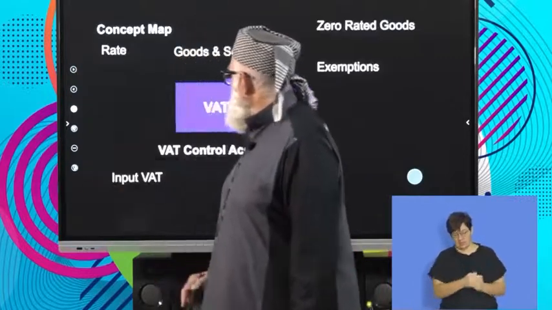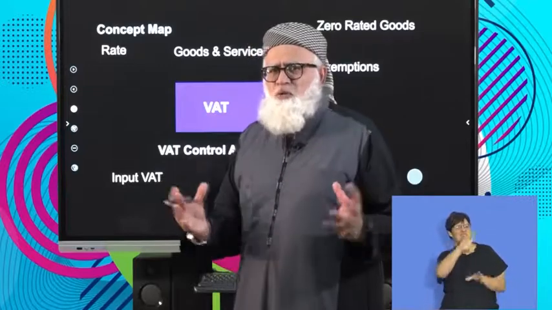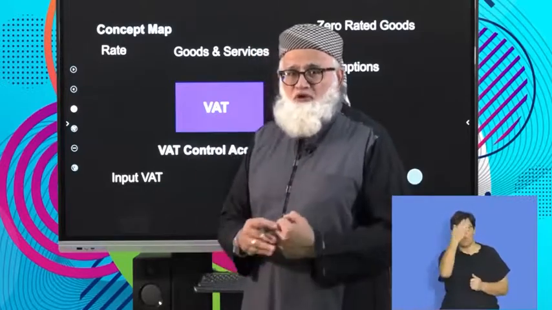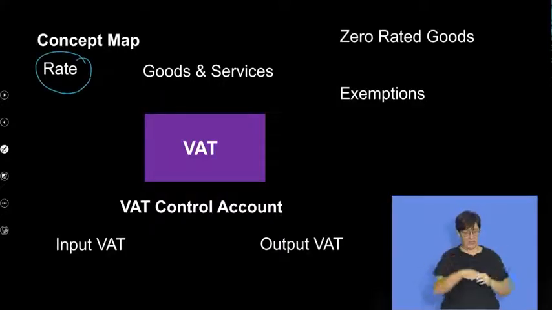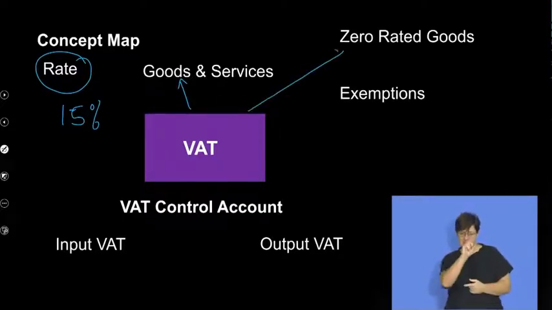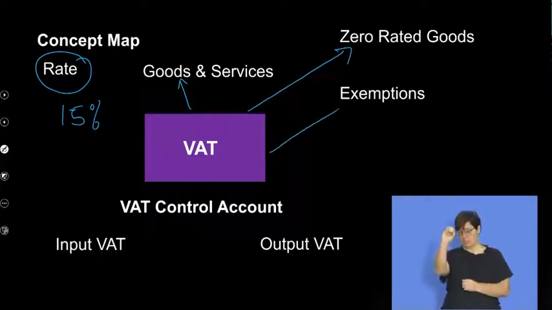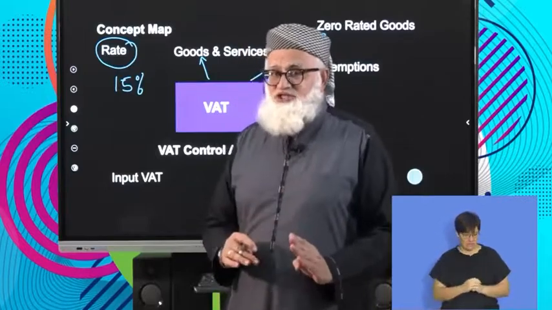Okay, so now, let's look at a broader picture of VAT. What goes into VAT? What is it that you should know about VAT? Firstly, your rate of VAT, which is currently obviously 15%, right? Then you get VAT obviously on goods and services. You get some items that are zero rated. You get some items that are VAT exempt. Now, there's a distinct difference between VAT exempt and zero rated, but more about that just now.